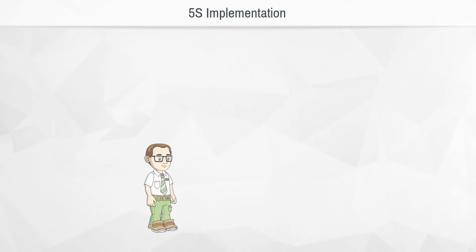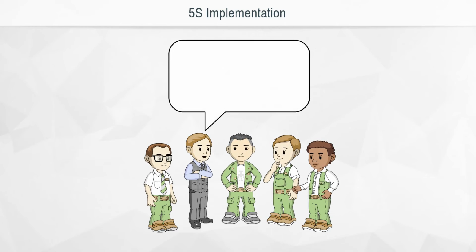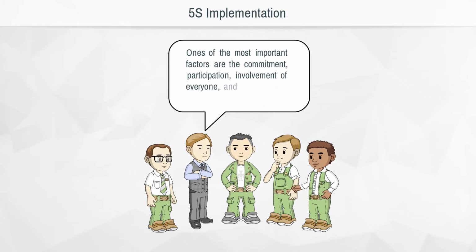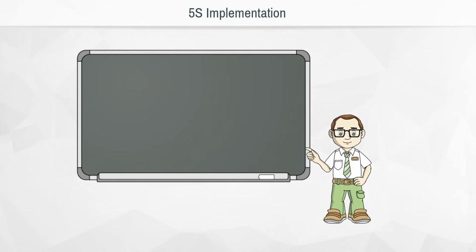Now, let us move to the implementation process of 5S. As it was mentioned before, one of the most important factors are commitment, participation, and involvement of everyone, as well as strong visible support from top management. Generally, 5S activities should be carried out systematically as follows.